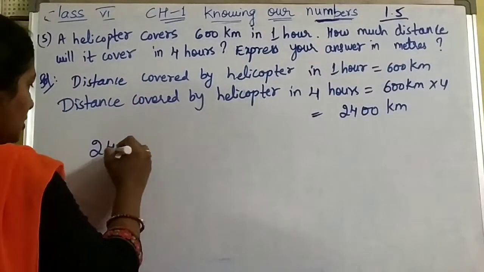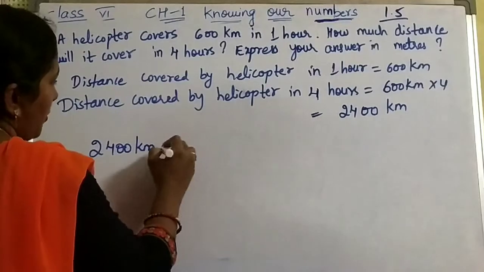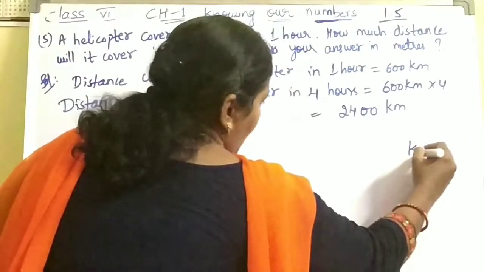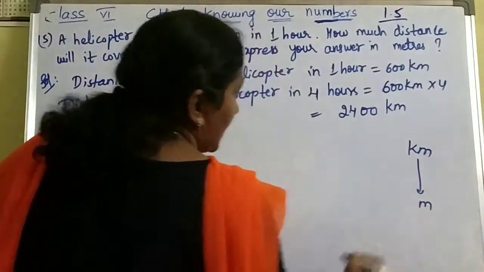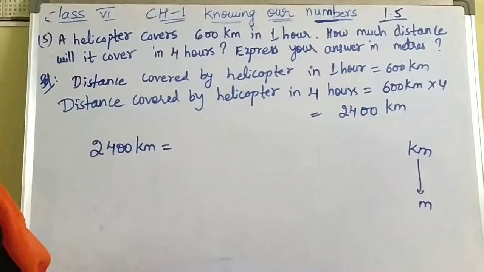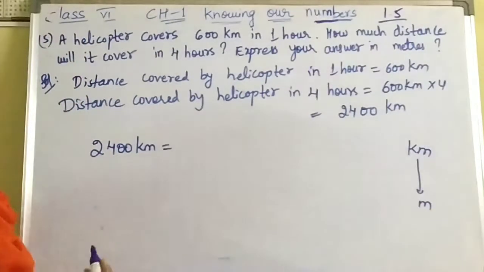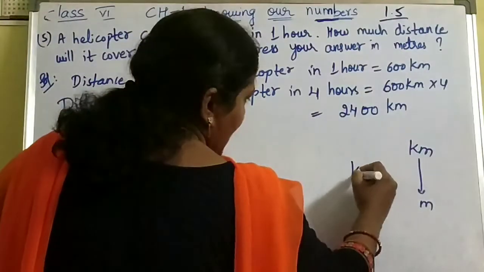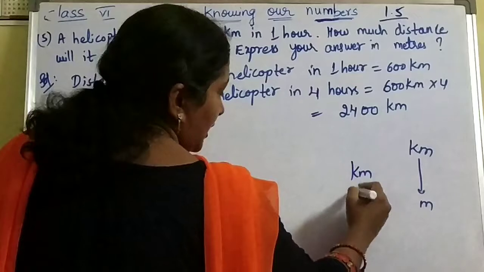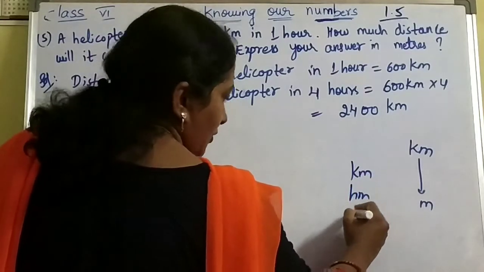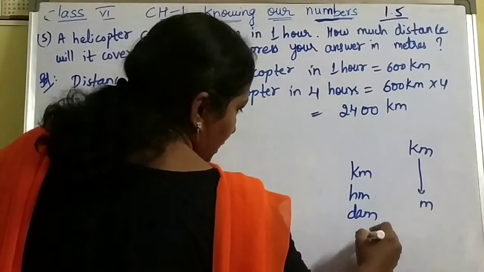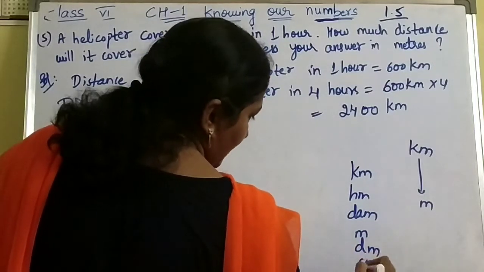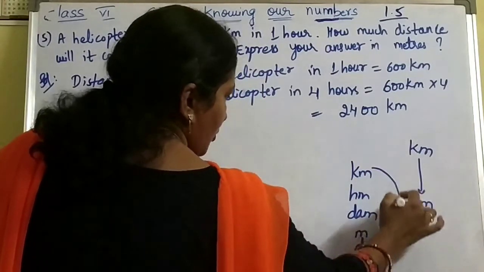But they are asking you to write your answer in meters. So we should convert that kilometer into meters. You are converting kilometers into meters, that is, from big to small you are converting, right? Then you should do multiplication. And in between, how many are there? In another class I have discussed kilometers, king, Henry, drank, double chocolate milk. Here you should convert from here to here.